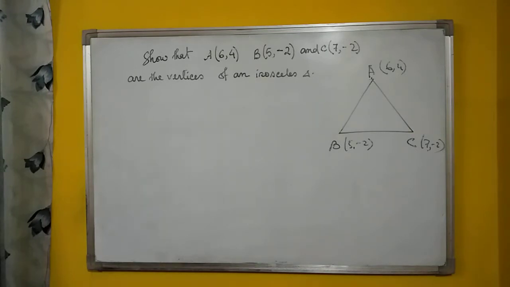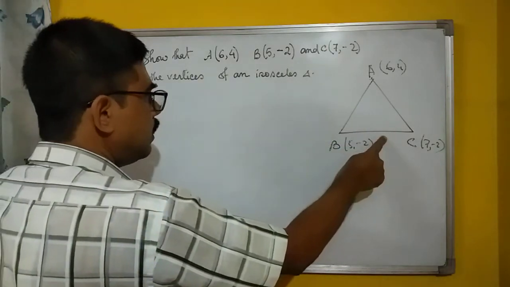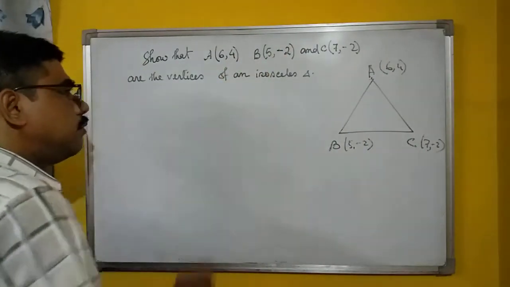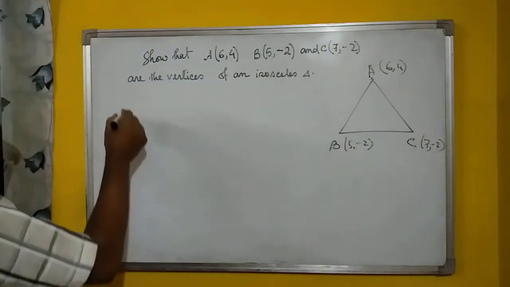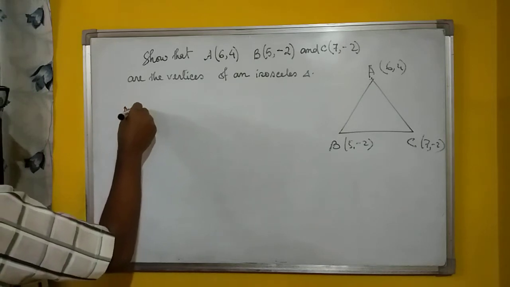So what to do here? We will find the distance of AB, the distance of BC, and the distance of AC. And if two sides are equal, then it is an isosceles triangle. So first of all, we will find AB.